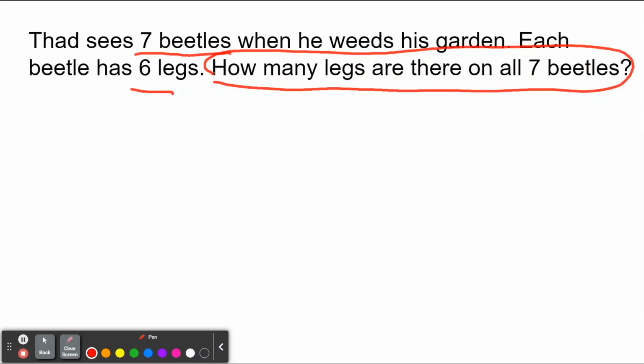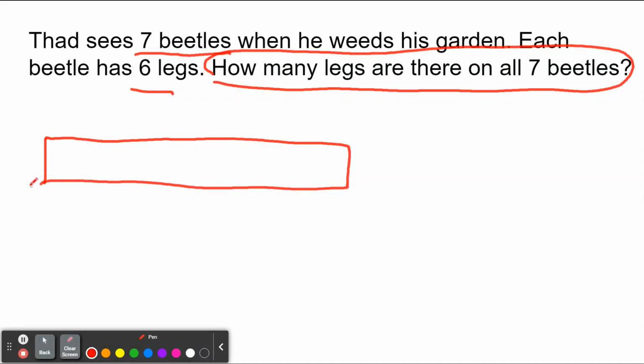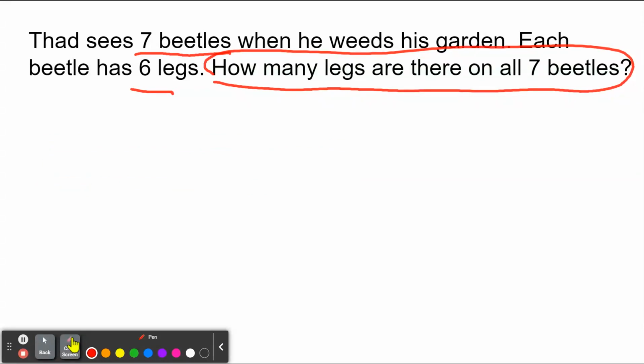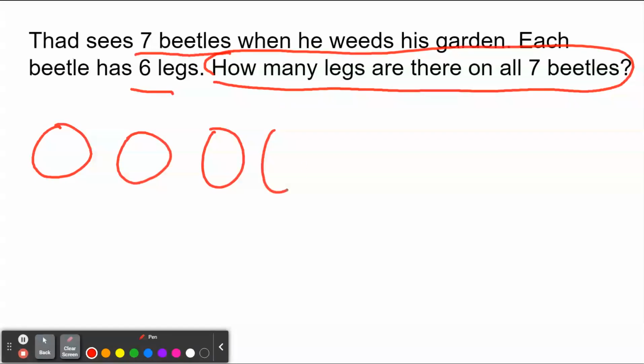So what I'm going to do is model this with a strip diagram. We can also use circles to help us. So actually, let's go ahead and do that. I'm going to draw some circles. I'm going to draw 7 circles. 1, 2, 3, 4, 5, 6, 7.